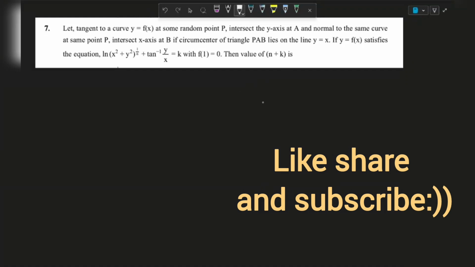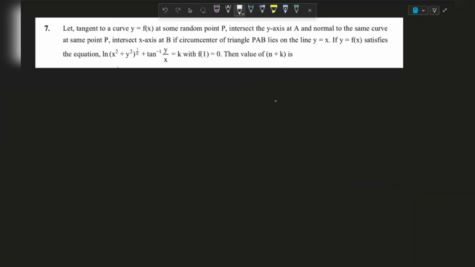Today we again have some very good problems from the Allen Score test series. So here is our first question for today. Let's start solving it. You can give yourself a try. Okay, I will do it now.